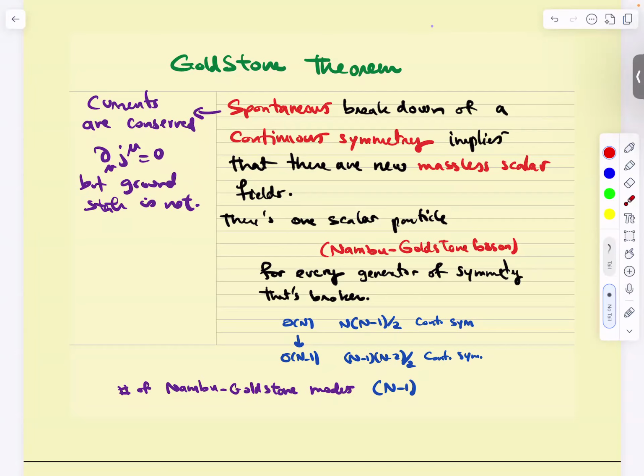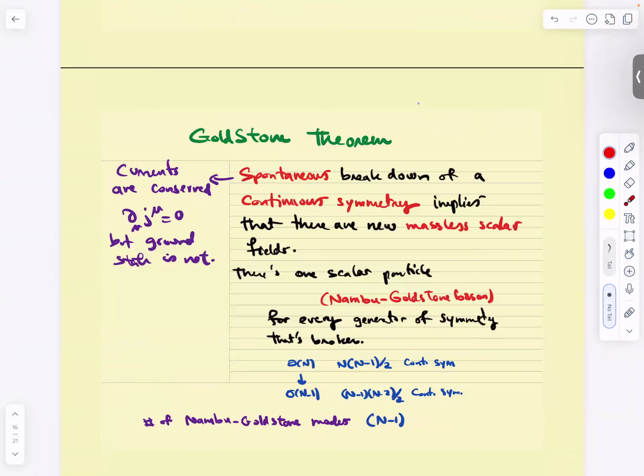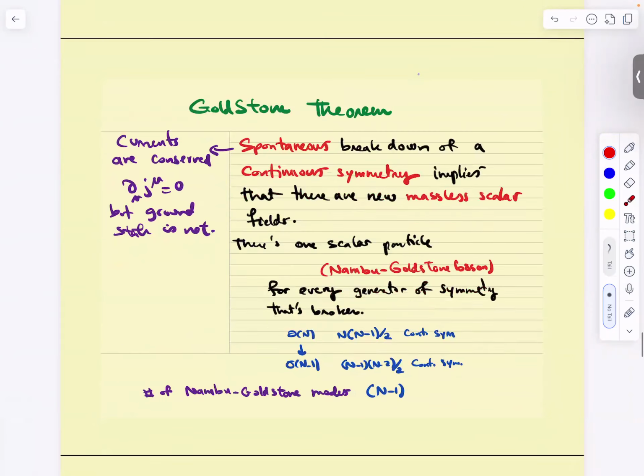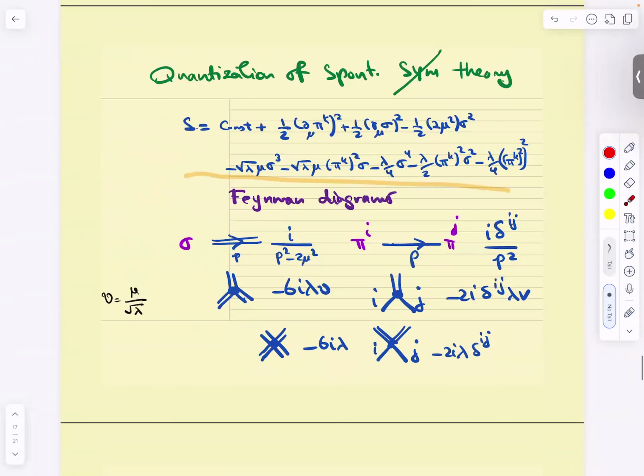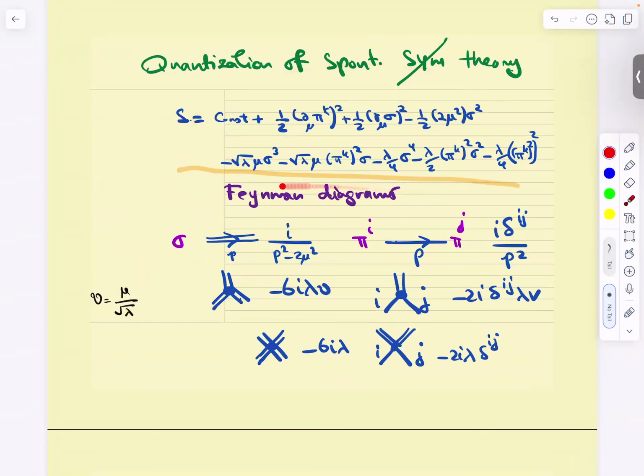All right. Questions? I want to say a few things about quantization. Let me try to run you through this. Here's the action, the Lagrangian density. Let's do Feynman diagrams for it. You have sigma, which is the massive mode here, and then N minus 1 Goldstone boson modes, pi i's. So let's invent a diagram.